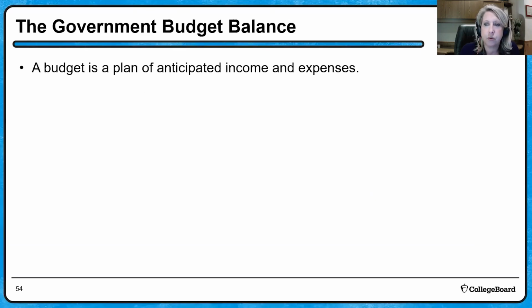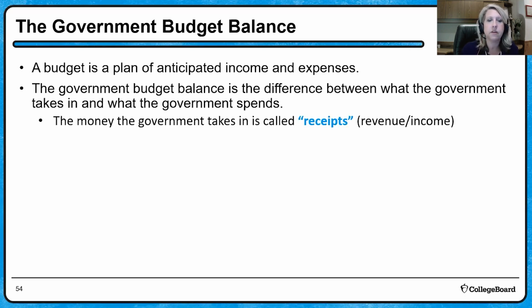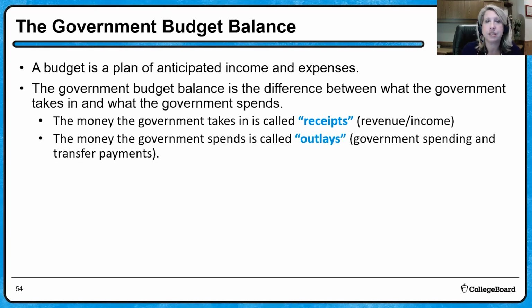So when it comes to the government, remember that a budget is a plan of anticipated income and expenses, and the government budget balance is the difference between what the government takes in revenue and what the government spends. So the money that the government takes in is called receipts. Revenue, right? Income, different words for receipts, but the money coming in, minus the money that the government spends.